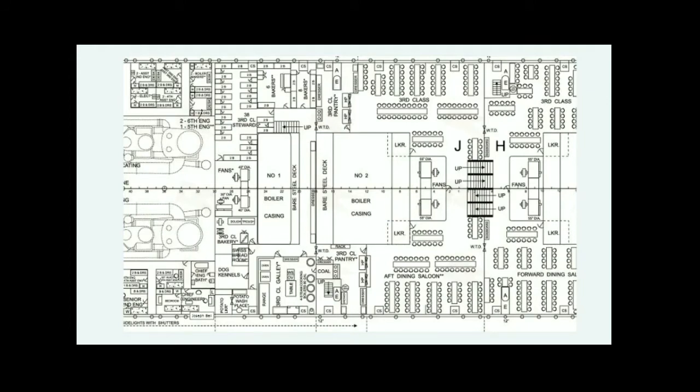This is deck F, so it's very near the bottom of the ship, and I've managed to locate the dog kennels here. Now, we don't have to do this process, but if we're writing historical fiction, as we said at the beginning, it does help to make your story feel more real if you put in a little bit of research. So let's imagine how Abby is going to get to the kennels. Well, I can't see any staircases in this section. There is one up here, just next to number 1 boiler casing. There's a staircase marked up. So let's just see where that goes.